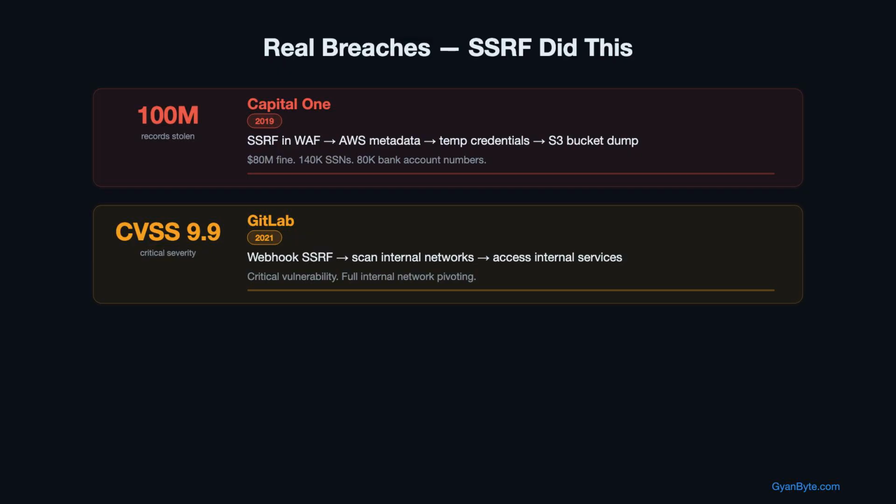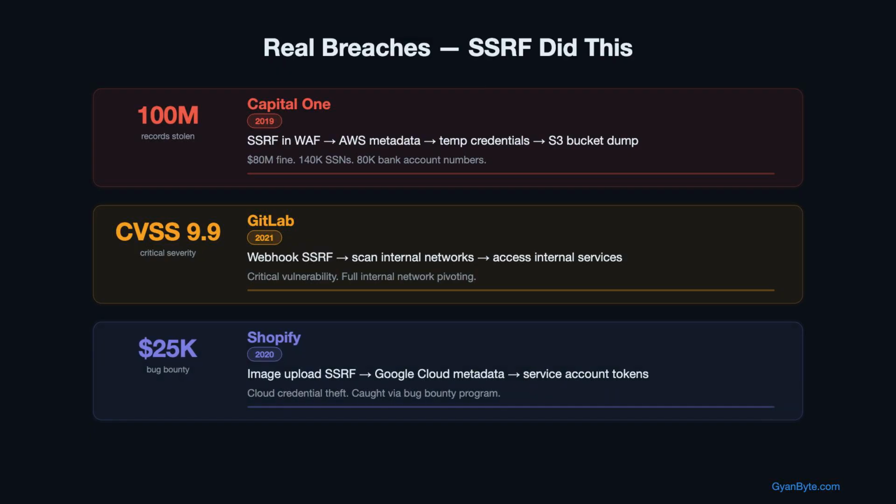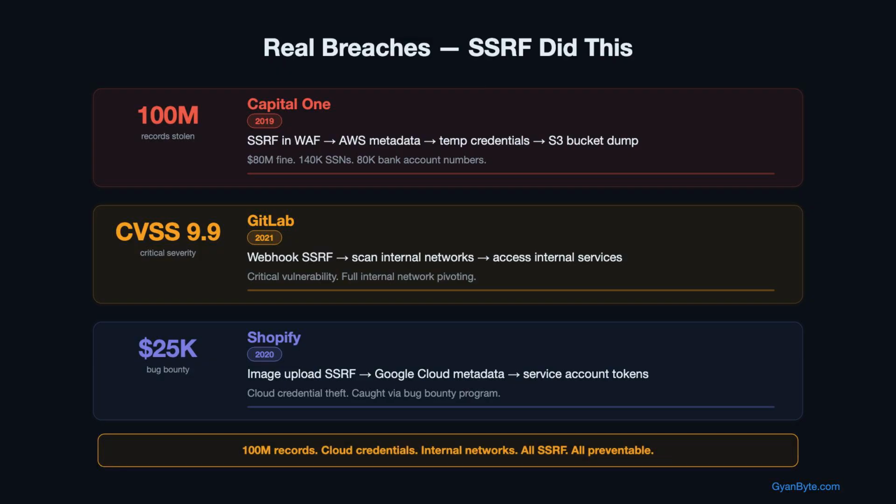2021: a GitLab SSRF vulnerability in their webhook feature allowed attackers to scan internal networks and access internal services. GitLab rated it critical, CVSS 9.9. 2020: Shopify bug bounty researchers found SSRF in the image upload feature. It could access Google Cloud metadata and steal service account tokens. Shopify paid $25,000 for the report.